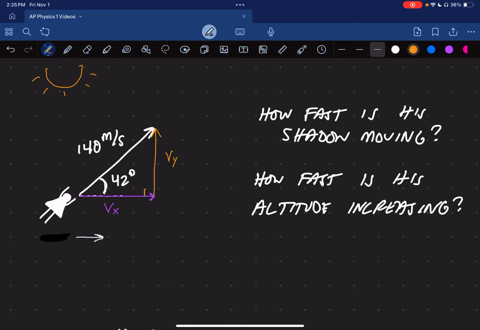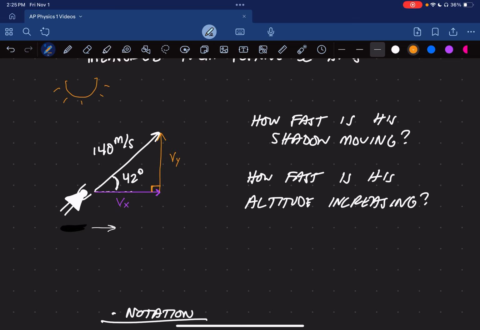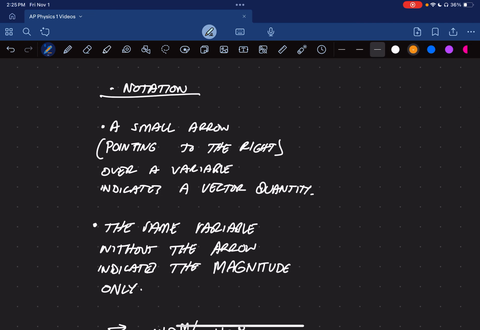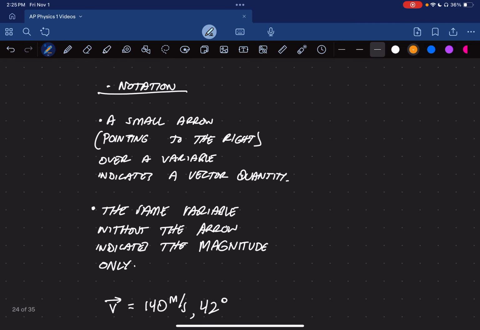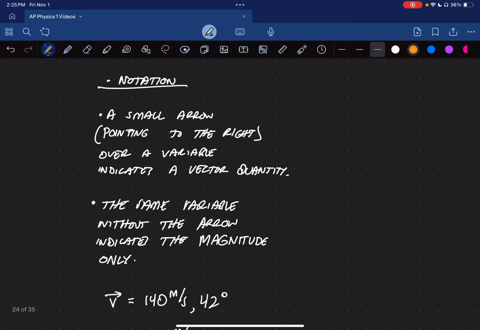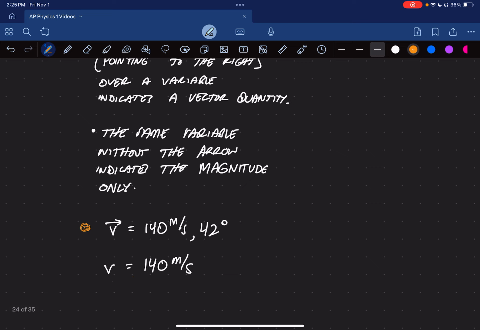And what we've made here is a right triangle, and so we can use trigonometry to figure out these magnitudes. A little bit on notation. If we're representing a vector, we use a small arrow over the variable pointing to the right to indicate that it's a vector quantity. So I have an example down here. The velocity vector, we have to have the arrow, is 140 meters per second, and here is the direction, 42 degrees. If we use the same variable without the little arrow, it's just the magnitude. There's just no direction there.